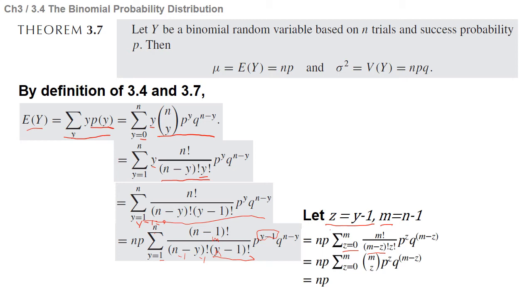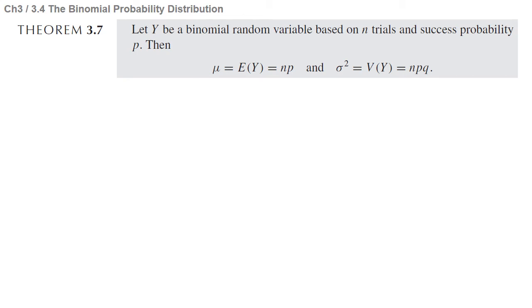And here we can see that this is the sum of a binomial distribution with m and p. The related distribution is binomial with m and p. So the sum of this thing equals 1, and the result is n times p. This is the expected value of y.